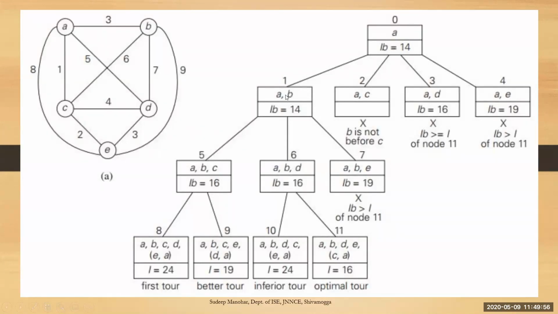So what are the options from A? From A, it can reach B, C, D, and E. So 4 options are written like this: A, B; A, C; A, D; and A, E. Then we have to calculate the lower bound for all of these. So let us look at this problem in our worksheet.